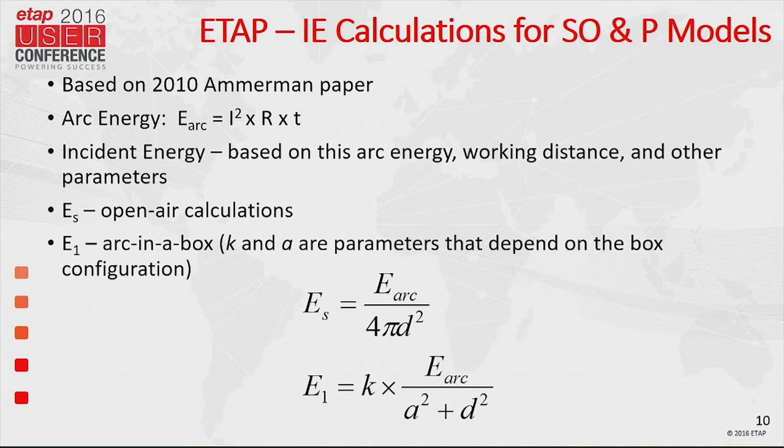Two equations down on the bottom. The first one is for open air arcs. That's kind of the method dating back to the Lee model. The one on the bottom is the arc in a box configuration. We've got some parameters there.